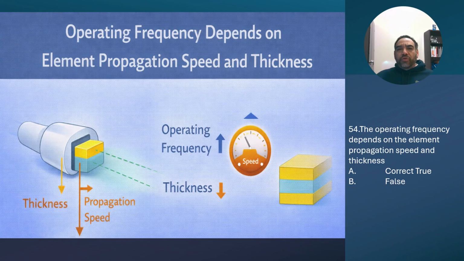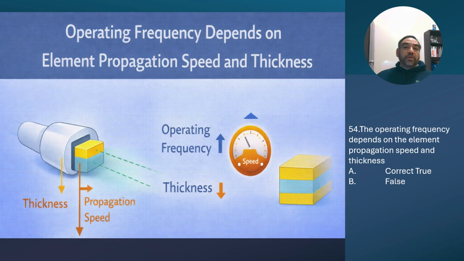If you have a thinner crystal, you're going to have higher frequencies. If you have a thicker crystal, you'll have lower frequencies. And since propagation speed is part of the equation, it also affects the frequency. But let's look at why false is incorrect. If we're reading the statement, we're looking at it from the other perspective. If the statement were false, it would imply that frequency is independent of crystal thickness, which again is not true.